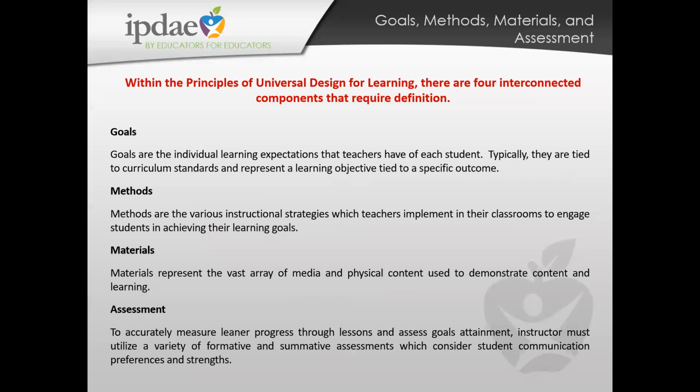Within the principles of universal design for learning, there are four interconnected components that require definition. Goals. Goals are the individual learning expectations which teachers have of each student. Typically, they are tied to curriculum standards and represent a learning objective tied to a specific outcome. They represent subject area knowledge and skills that students build their knowledge upon as they progress through the curriculum.